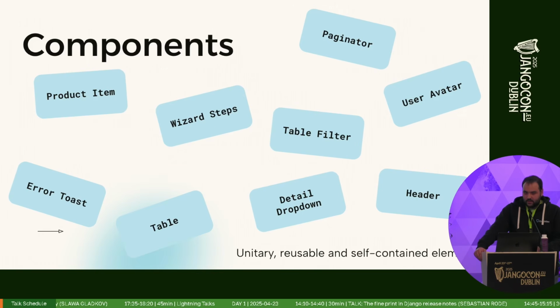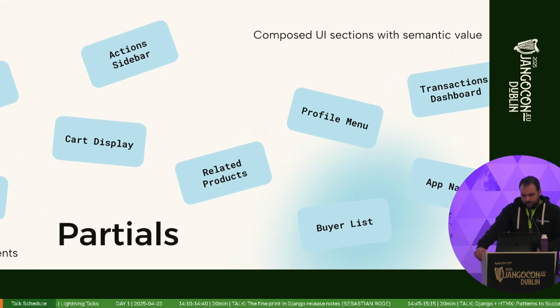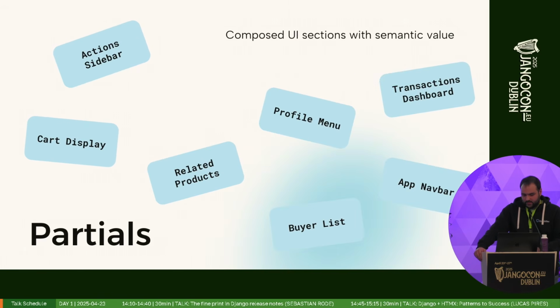And there are a lot of packages that address this limitation. Partials. We can think of partials as composed UI sections. So sections that have other partials or other components, such as a profile menu, a related products sidebar, action sidebar. So it's basically a type of UI that you can aggregate and give it semantic value.